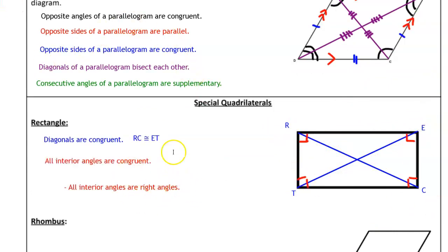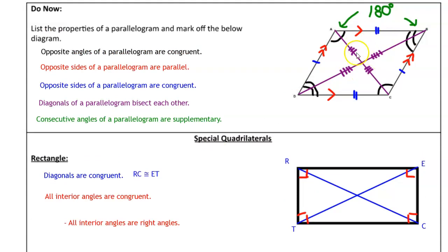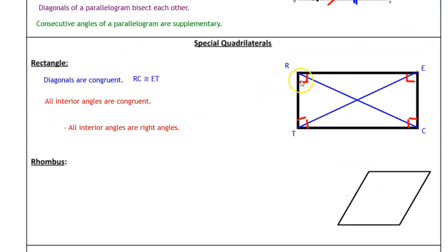And the second piece of special information about this special quadrilateral, this rectangle, is that all interior angles are congruent. In other words, each of these angles are equal to each other, right? In a parallelogram, we know that opposite angles are congruent, but in a rectangle, it's special that all 4 angles are going to be equal to each other.